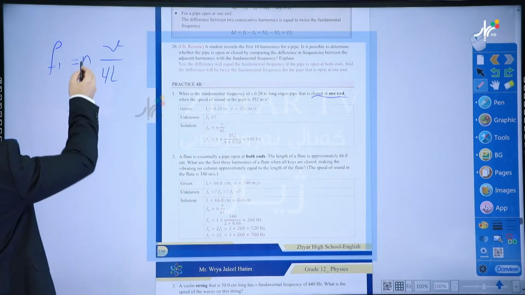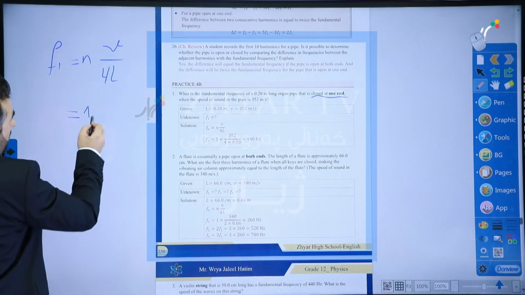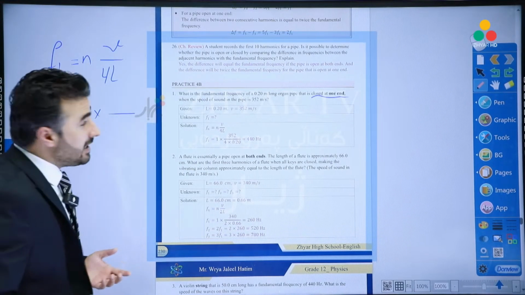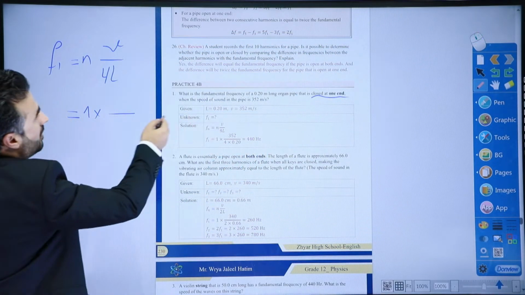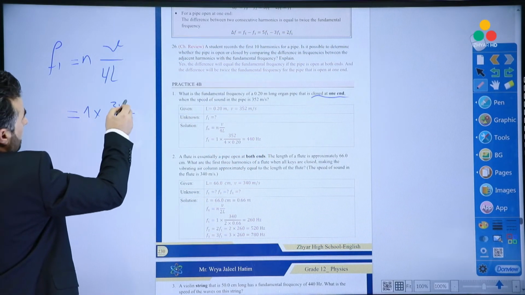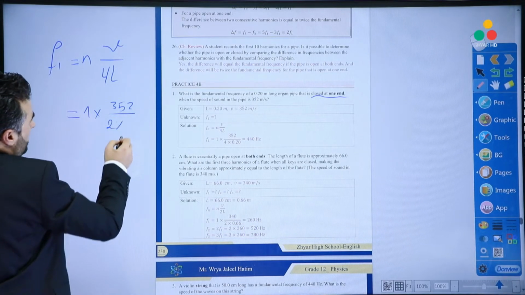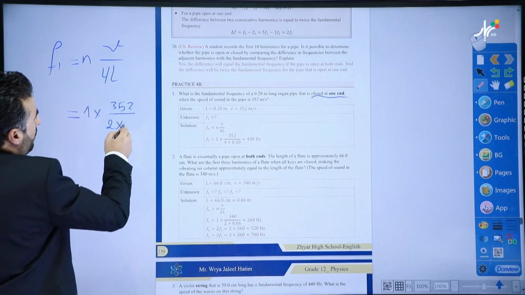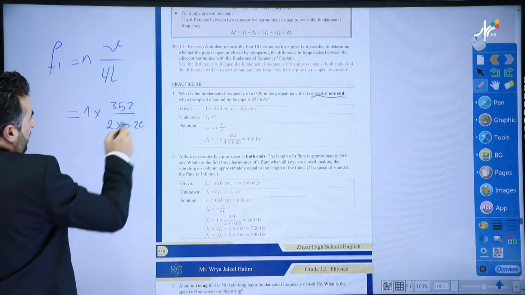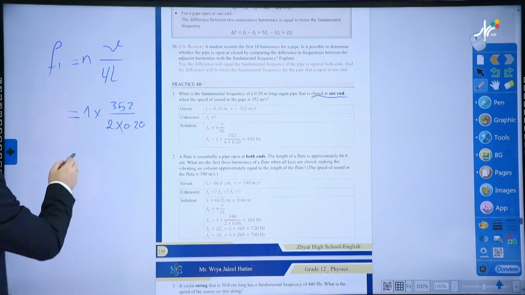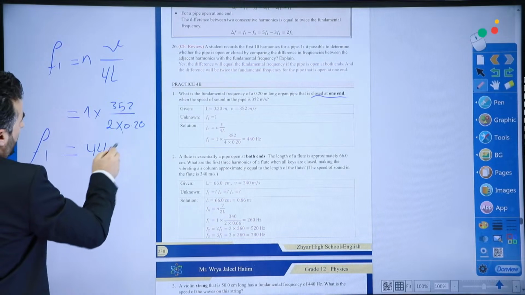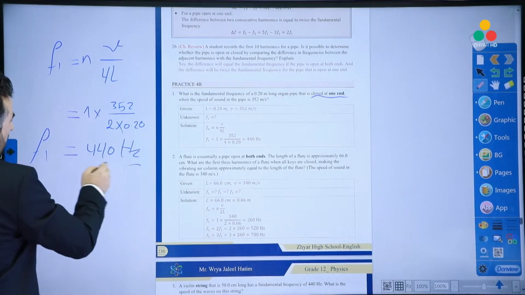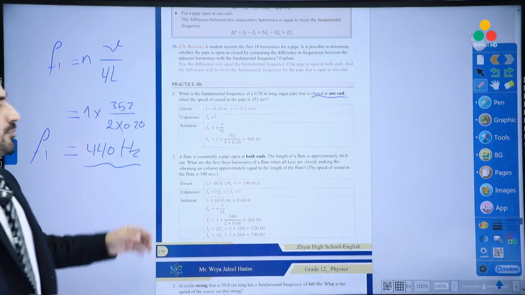So here, remember, the fundamental frequency, so n equals 1 times the speed of sound in air or in the pipe, which is 352 meters per second, and then divided by 4 times the length. The length is basically 0.2 meter. So you do the math, and of course the fundamental frequency in this case equals 440 hertz. That is the fundamental frequency for that pipe here.